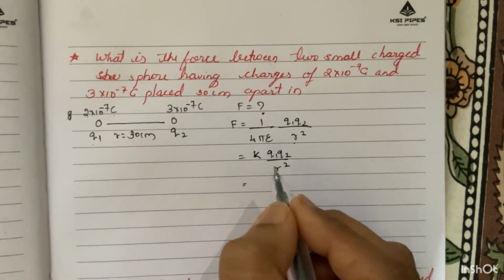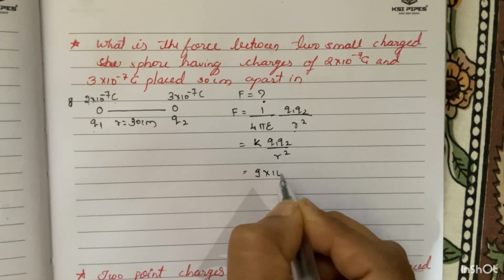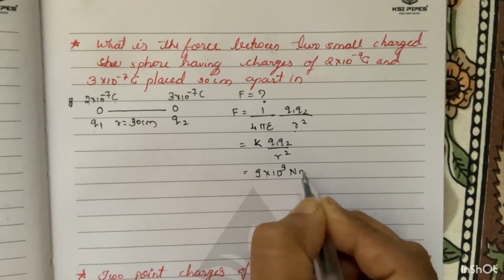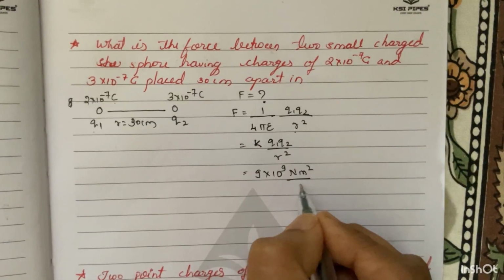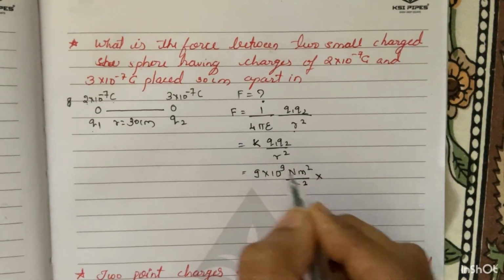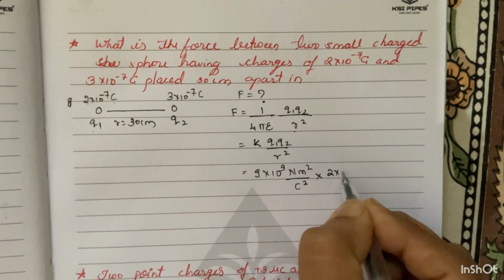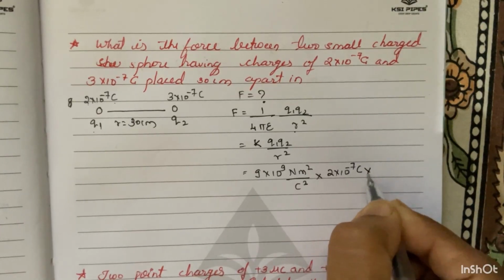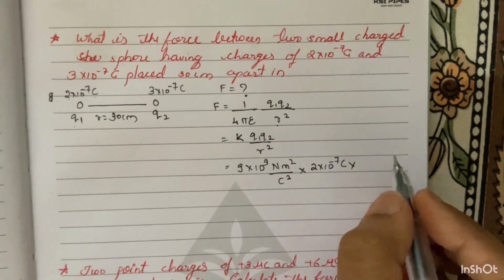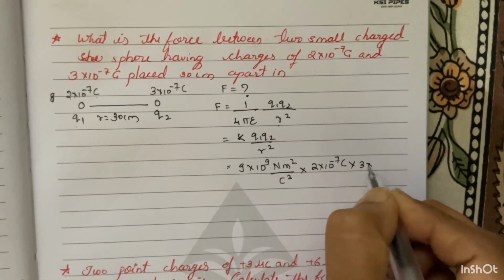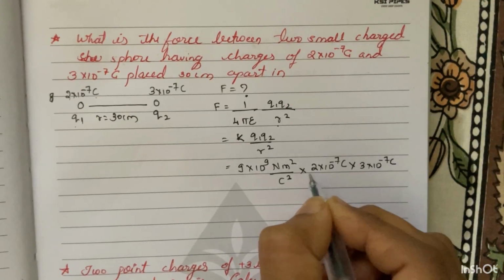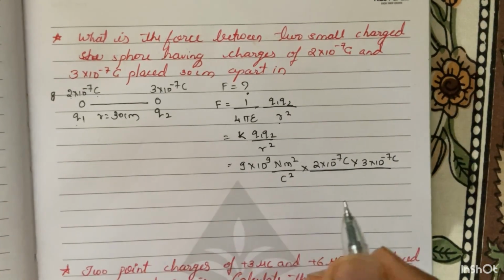Now, what is the k value? That is 9 × 10^9 Newton meter square over Coulomb square. Next, I'm going to substitute the values: q1 is 2 × 10^-7 coulombs, multiplied by q2, that is 3 × 10^-7 coulombs. Now here we need to convert the distance to meters.